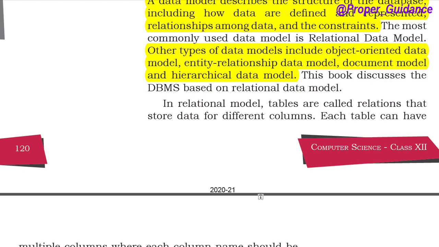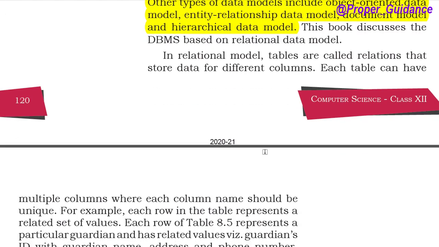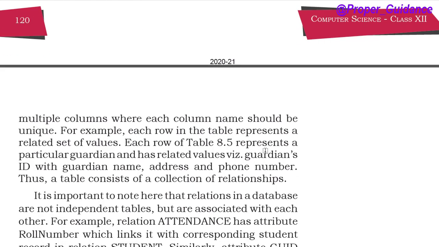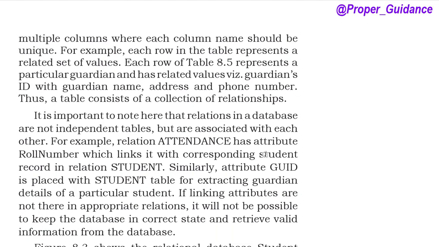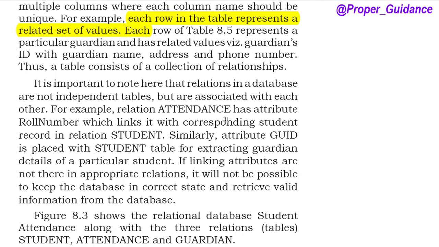This book discusses the DBMS based on the relational data model. In the relational model, tables are called relations that store data for different columns. Each table can have multiple columns where each column name should be unique. Each row in the table represents a related set of values. Each row of table 8.5 represents a particular guardian and has related values: guardian's ID, guardian name, address, and phone number. Thus, a table consists of a collection of relationships.